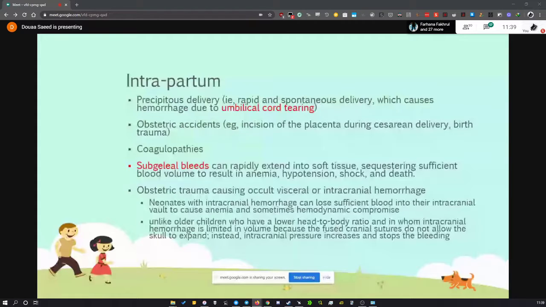Can I ask? Yeah. I don't really understand why the mother bleeding can cause neonatal anemia. Because this is intrapartum, so this is at a point where the mother is giving birth. If there comes a rapid and aggressive delivery, then there can be umbilical cord tear. So if the mother starts bleeding and there's umbilical cord tearing, then the child can bleed as well. So it's due to the stress to the umbilical cord and the mother. Okay.